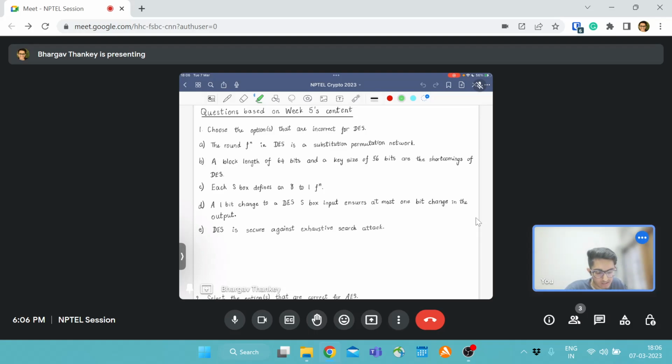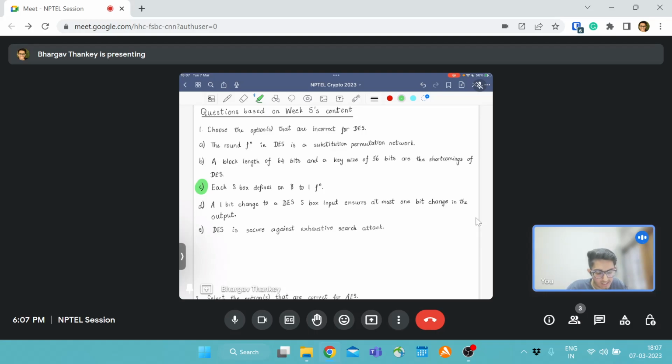What about C? C says that each S box defines an 8 to 1 function. So this is incorrect because recall that in DES, each and every S box mapped a 6-bit input to a 4-bit output. So there are 2 to the 6 many inputs and 2 to the 4 many outputs. So an S box is a 2 to the 6 over 2 to the 4, that is 4 to 1 function. It's not an 8 to 1 function, it's a 4 to 1 function. So C is incorrect.